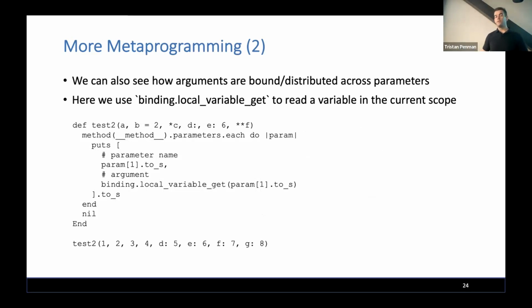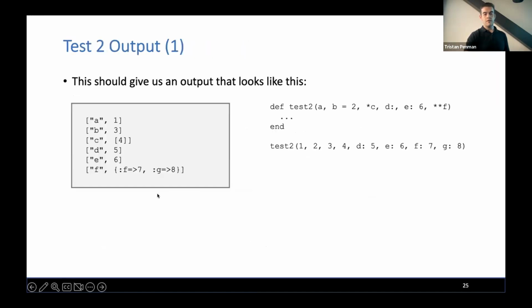Now, to actually get the values or do anything with them, we can use this binding.local_variable_get trick here. What this does is binding is basically a metaprogramming reference to the current scope. And you can do things like read local variables as long as you know what the name of those variables is. And we happen to know that because that's just the name from our parameter list. So we can run the same example again, but this time using test2. And we can see a similar output, but this time it shows us on the left what the name of the parameter is. And on the right, it shows us the value that has been bound to it.